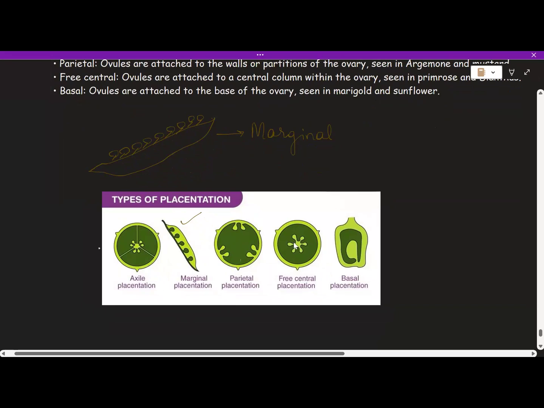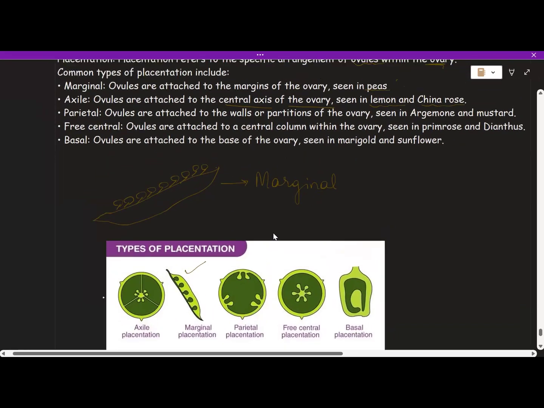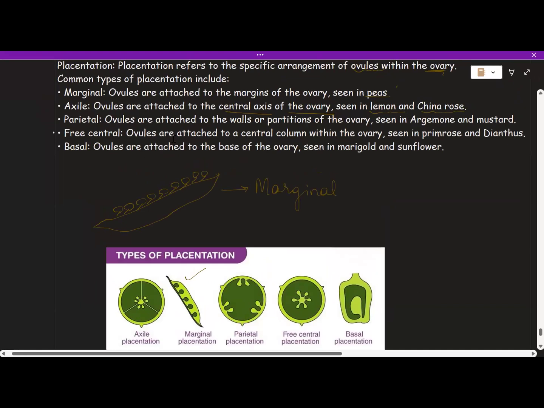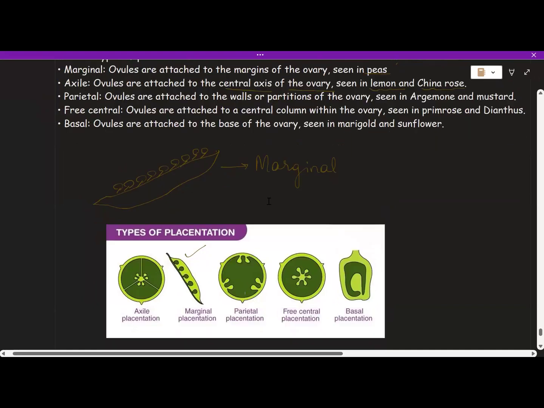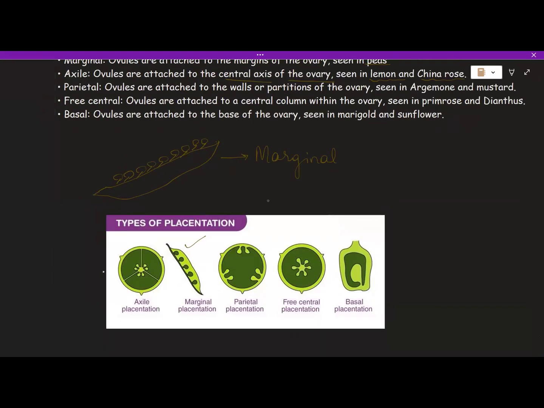Then the next placentation we have is the free central placentation. In this case, the ovules are attached to a central column within the ovary. Central column, right in the middle of the ovary, not the central axis, but they are present in the central column of the ovary. This one is found in argemone and in mustard. Clear? Yes, ma'am.